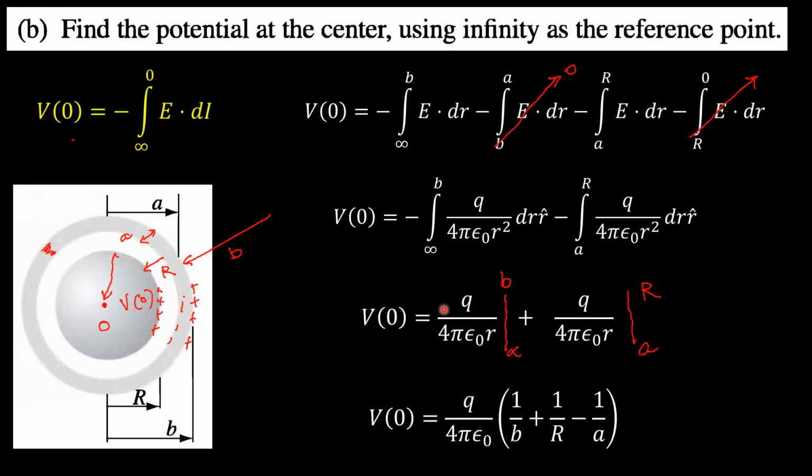So first, you can take 4 pi epsilon naught outside. Then what about this? If you apply the upper limit, this will become 1 over P. If you apply the lower limit, this is 1 over infinite, which is 0, so you can neglect it. Here if you apply the upper limit, you will get 1 over R. If you apply the lower limit, you will get minus 1 over A. So this is the potential at the point at the origin, that is V at 0.